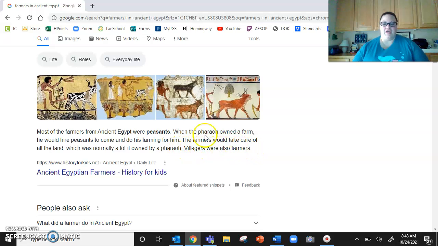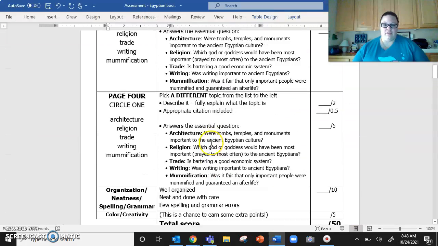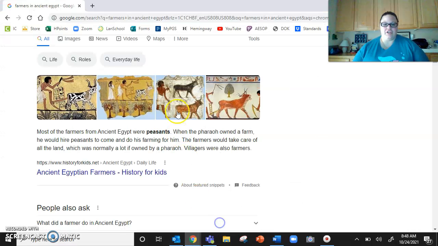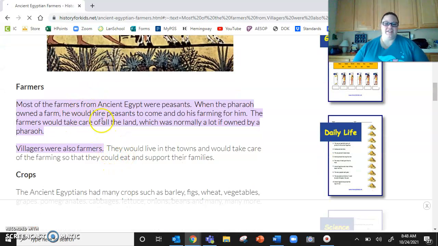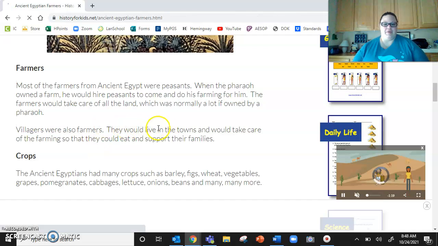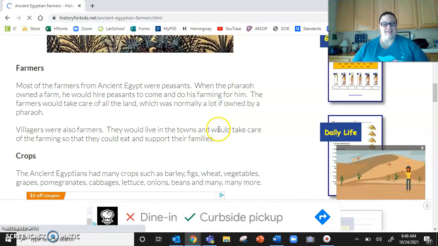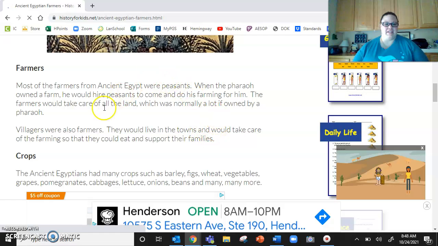Villagers were also farmers. I want to use that, but I remember in the rubric that I need a citation. So I need to actually go to that website. So I'm going to click here, because if that's right there, then it's in that website. Oh my gosh, and it still has it highlighted for me. They would live in towns and would take care of the farming so that they could eat and support their families. All of that sounds pretty darn important, right? But I don't want to copy all that. That's just too much. So I'm going to look and I'm going to say, which is the most important sentence in here?